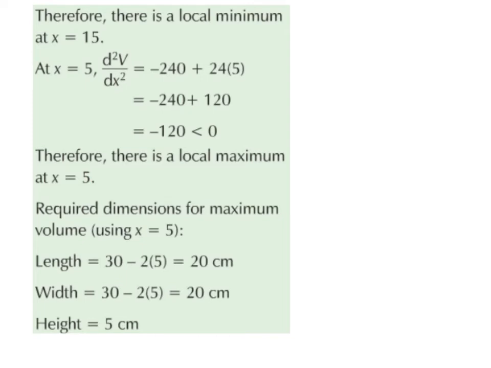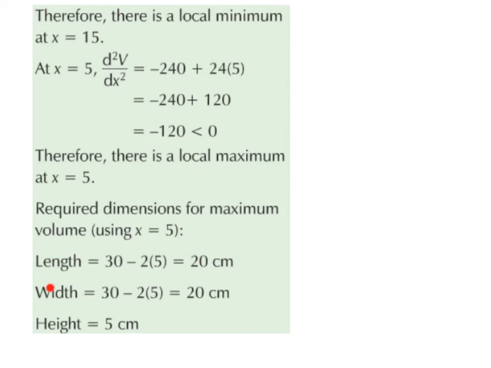So now I want to figure out what the required dimensions are for the maximum volume. So I'm going to use x is equal to 5. The formula for the length that we worked out was 30 minus 2x. So we're going to swap the x for 5 because we got x is equal to 5. So 30 minus 2 times 5 is going to be 30 minus 10, which is going to be 20 centimeters. So our length is going to be 20 centimeters.